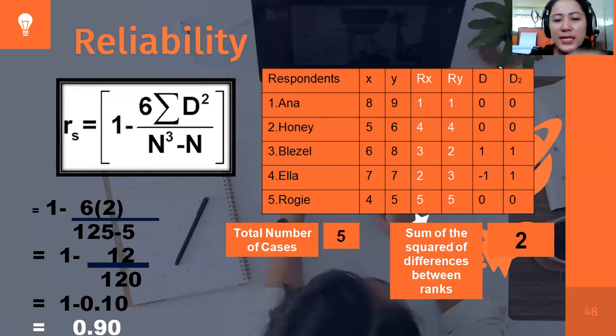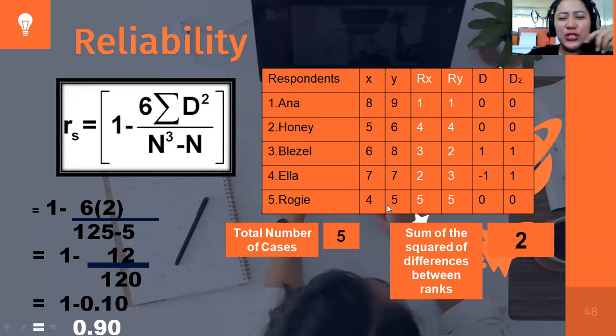So the rank 1 is Anna, since 8 is the highest. Then rank 2 is Ella. Then rank 3 is Blizzell. Rank 4 is Honey. And rank 5 is Rogie.